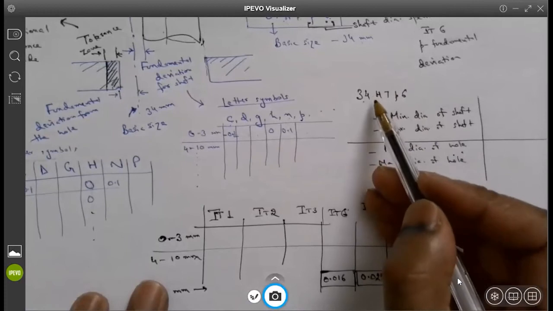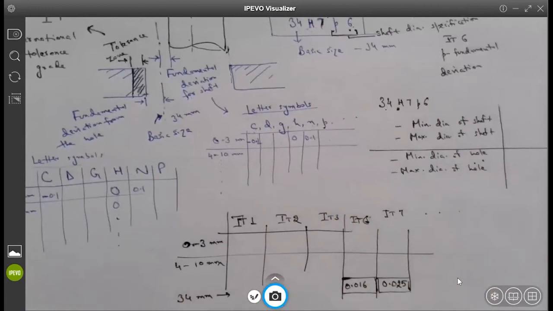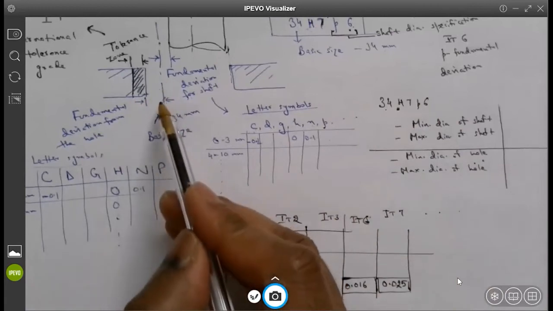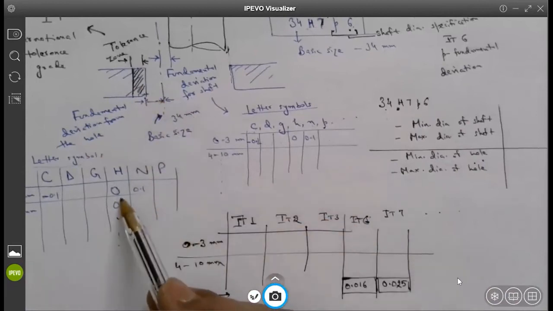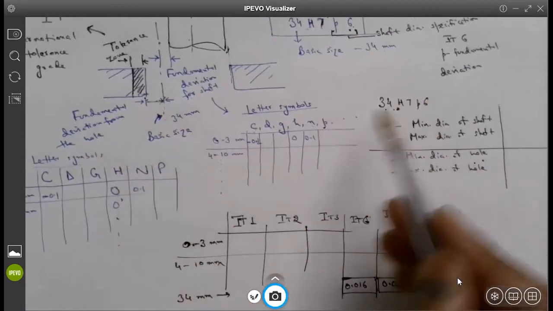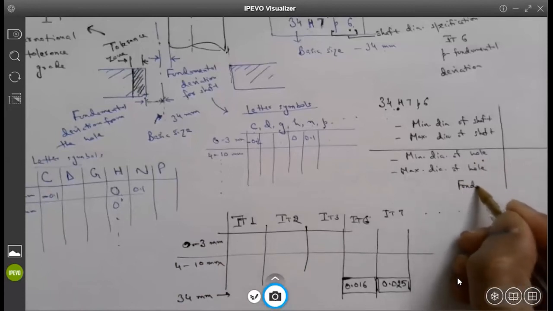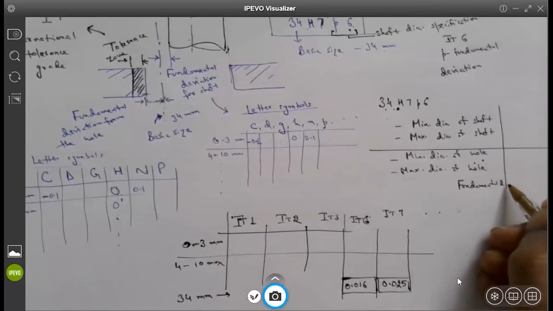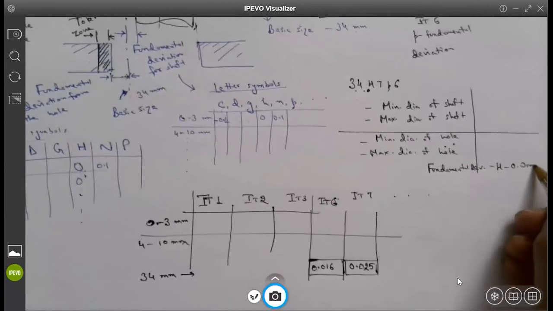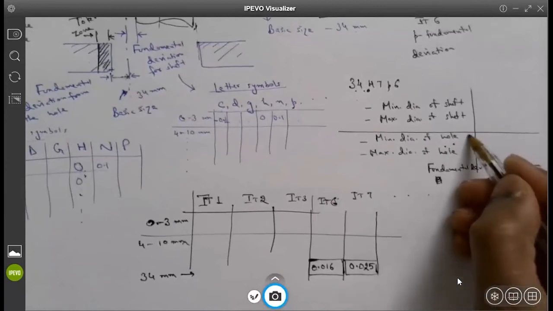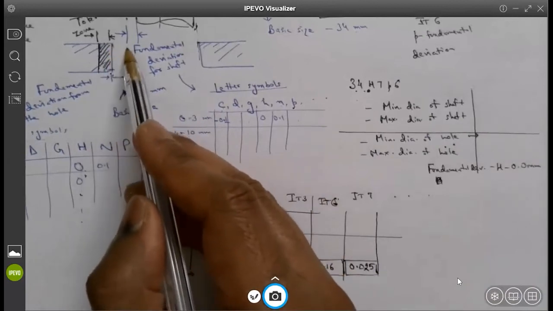For the hole, H is the fundamental deviation. So what is the minimum diameter of the hole? If you look, this is the basic size and this is the fundamental deviation. This fundamental deviation is going to be 0 because it has the corresponding letter H, which has 0. If my fundamental deviation is 0, the minimum diameter would be the same as my basic size, isn't it?